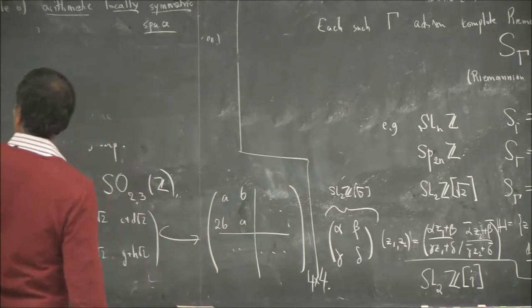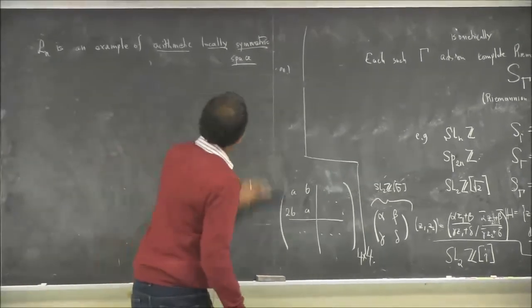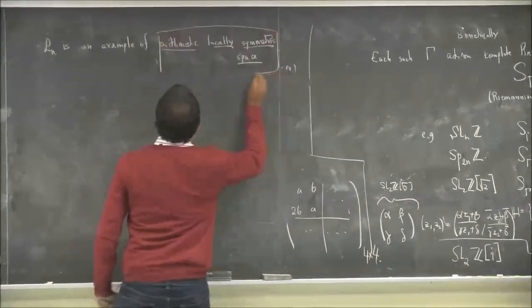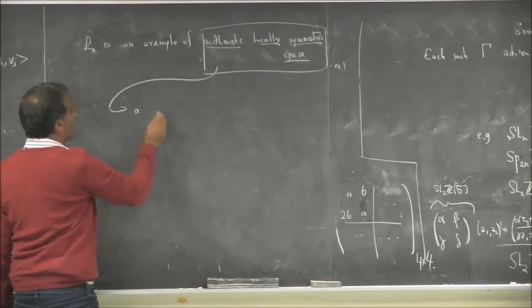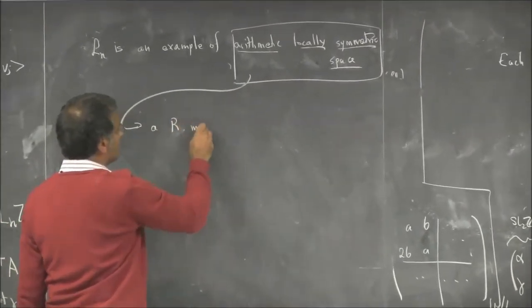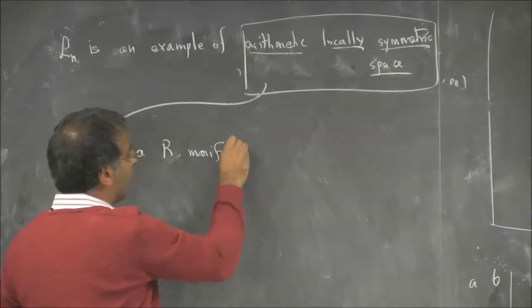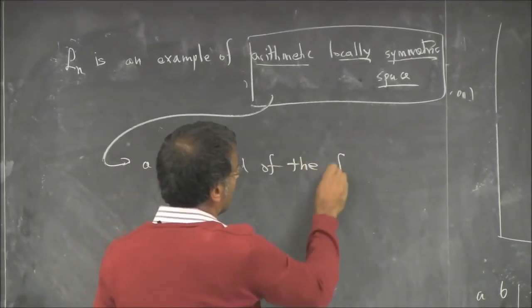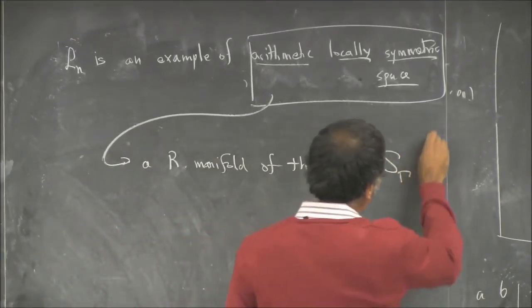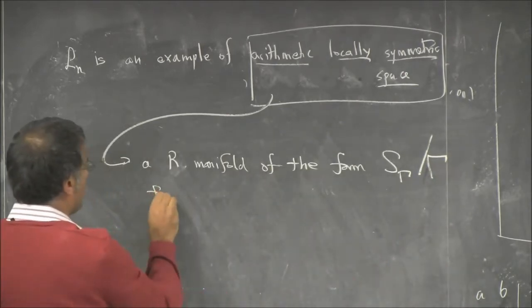So this arithmetic locally symmetric space, what this means will be a Riemannian manifold of the form S gamma quotient by gamma for some arithmetic group gamma.